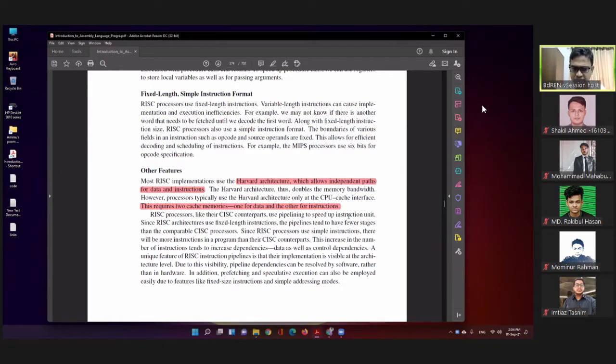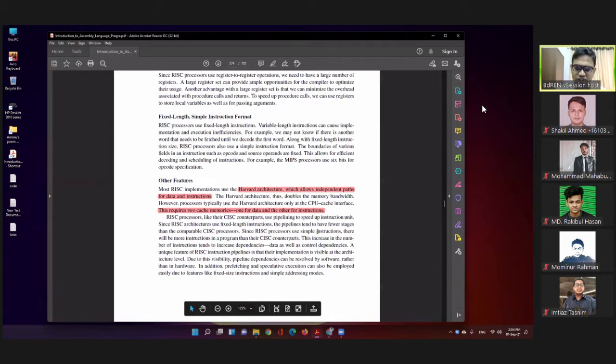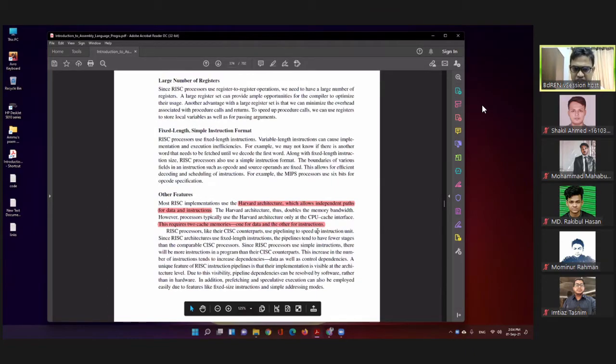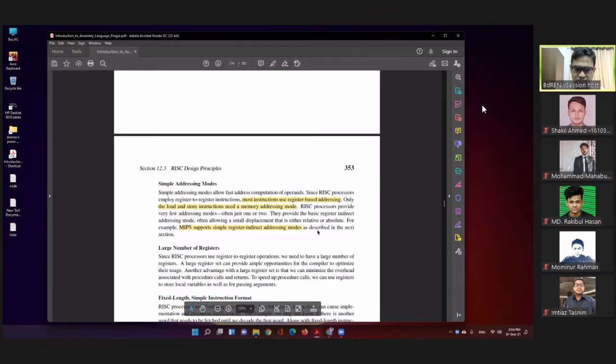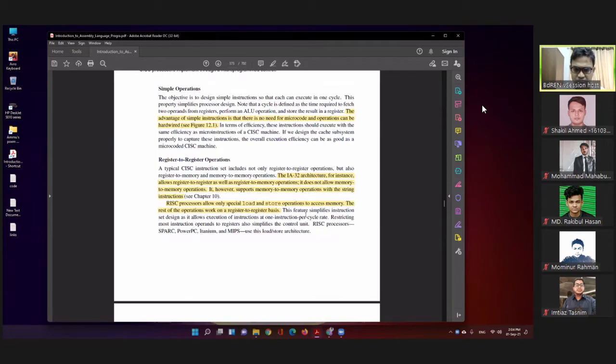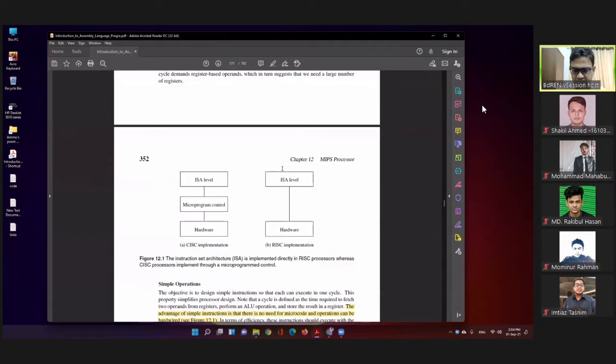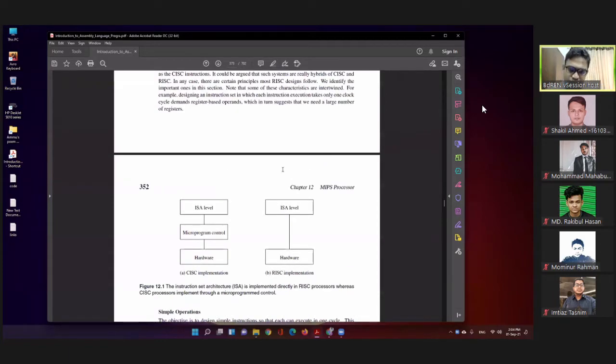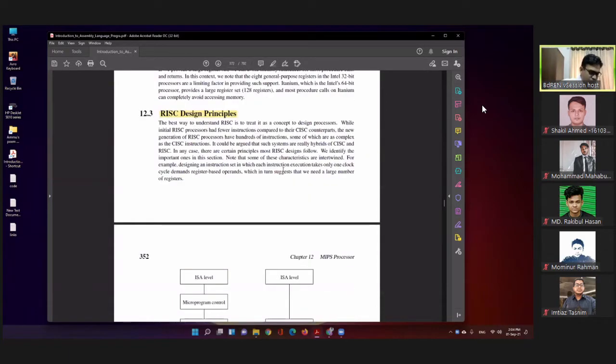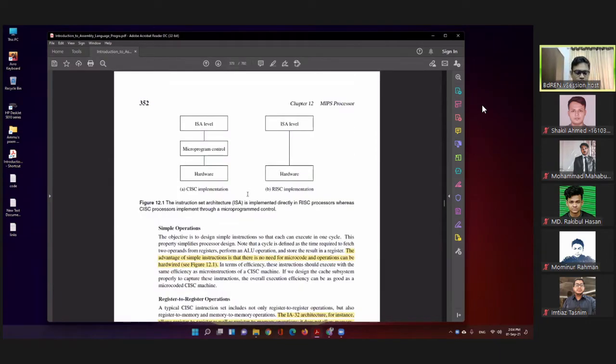Okay. So these are the 6 features we have for this. That will be the last topic. So 6 design principles or features we have of this RISC type of processor. Okay, and we know that MIPS is one type of RISC processor. That's why these are also the characteristics of the MIPS processor.